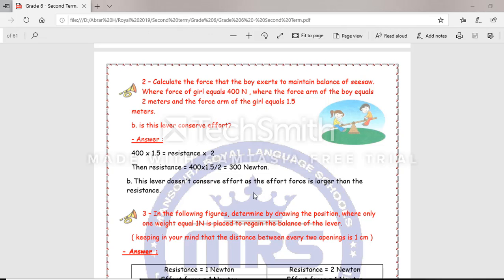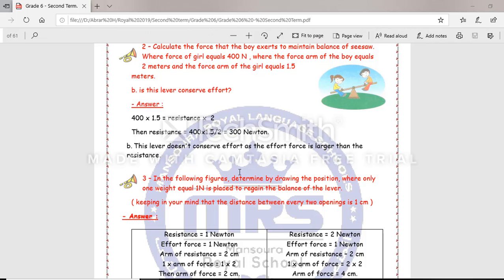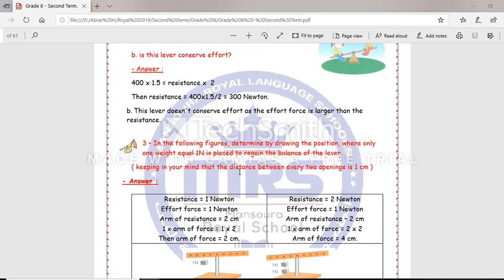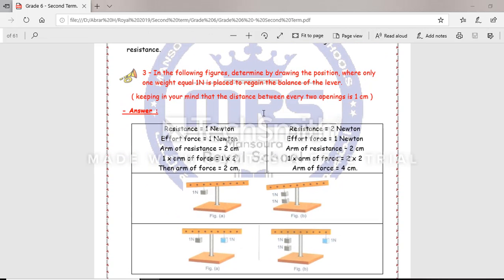By knowing that the resistance equals 300 Newton and the effort equals 400 Newton, here I have the effort more than the resistance. And in this case, this lever doesn't conserve effort. Why? Because the effort force is larger than the resistance.